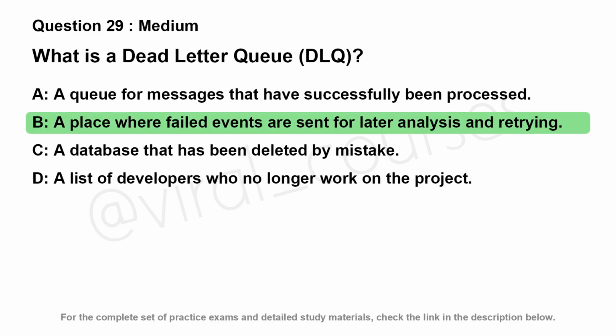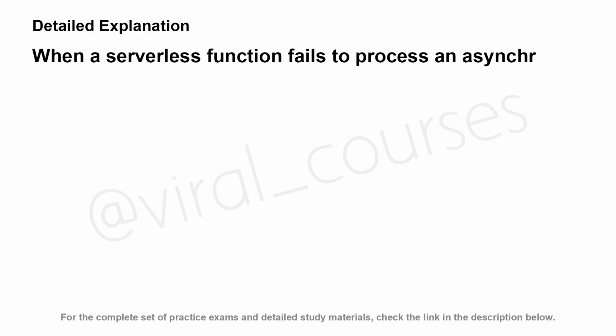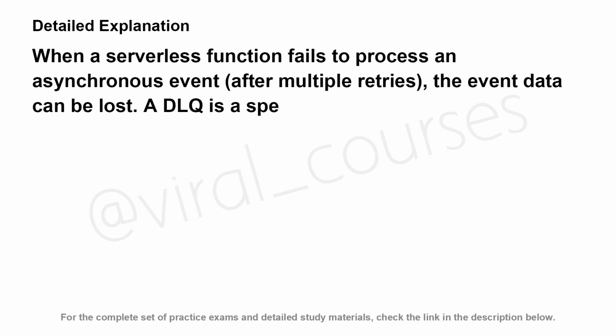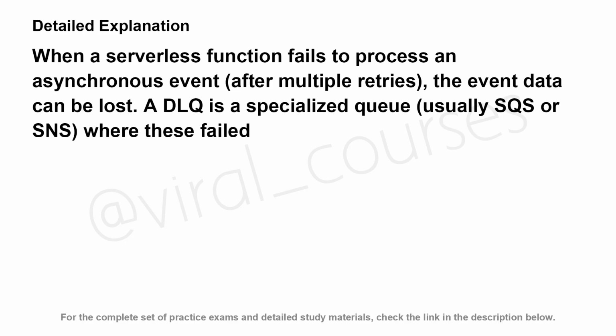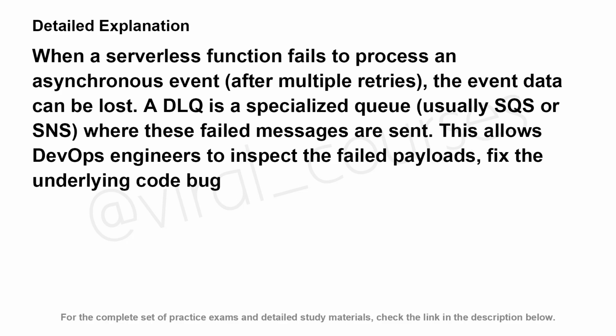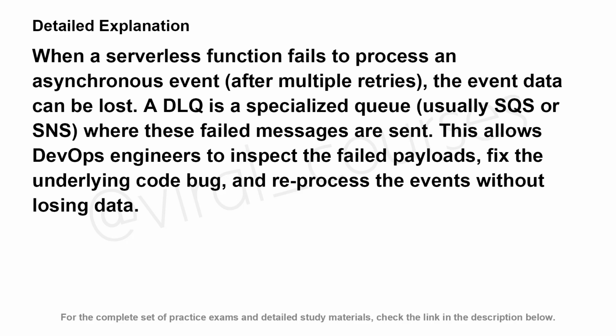The correct answer is B. When a serverless function fails to process an asynchronous event after multiple retries, the event data can be lost. A DLQ is a specialized queue, usually SQS or SNS, where these failed messages are sent. This allows DevOps engineers to inspect the failed payloads, fix the underlying code bug, and reprocess the events without losing data.